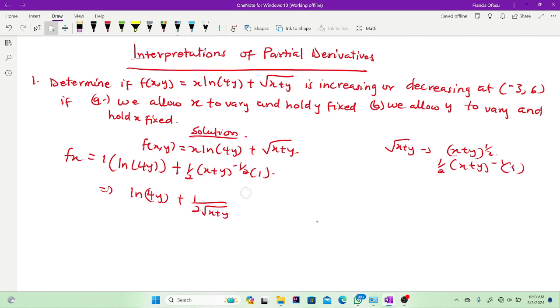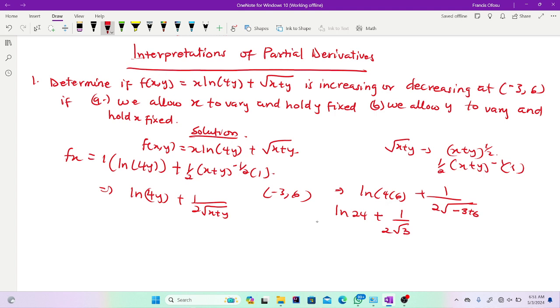That's all. So at this point, the point is (-3, 6). I'll put them here. So what am I getting? I'm getting natural log of 4 times 6 plus 1 over 2 root of the expression -3 plus 6. So what is ln 24? Natural log of 24 plus 1 over 2. This is 4. -3 plus 6 is 3. So -3 plus 6 giving us 3.